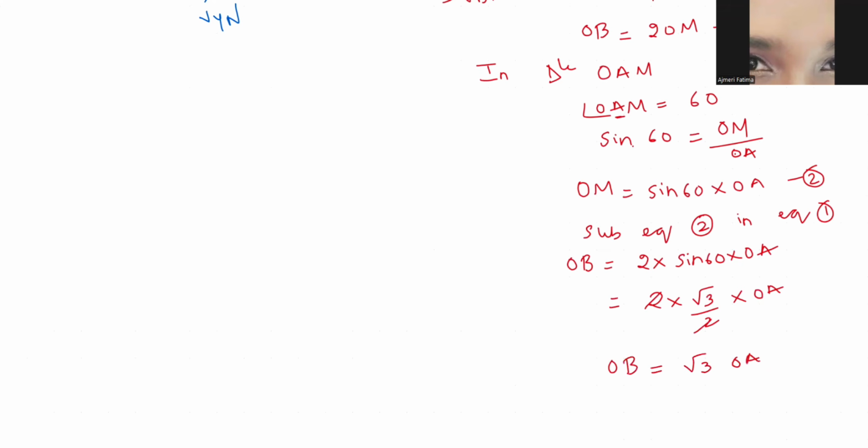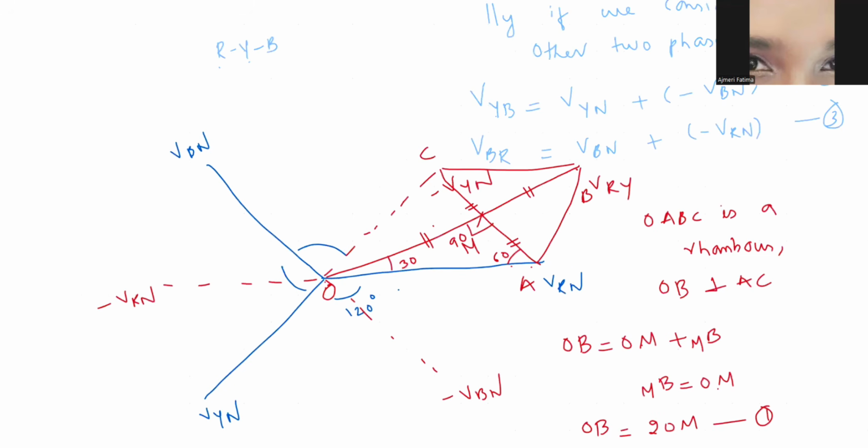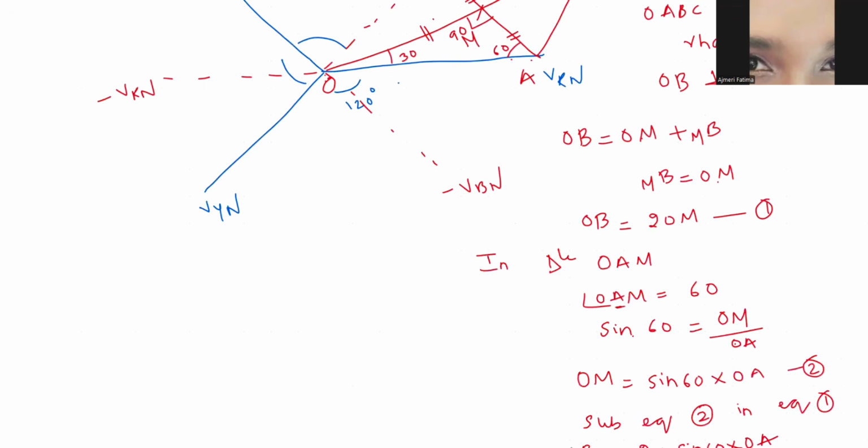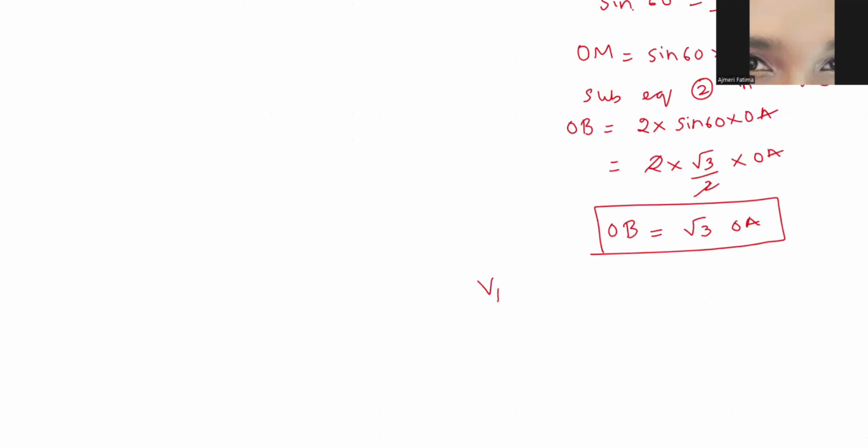So if you see in the phasor diagram, what is OB? OB is nothing but V_RY. And what is OA? V_RN. So V_RY will be equal to root 3 times V_RN. So what is this voltage between two lines? I can say that it's a line voltage. And this is the voltage between one line and neutral. I can call it V phase. So I have derived it. So V_L is equal to root 3 V phase. So this is very important. Thank you.